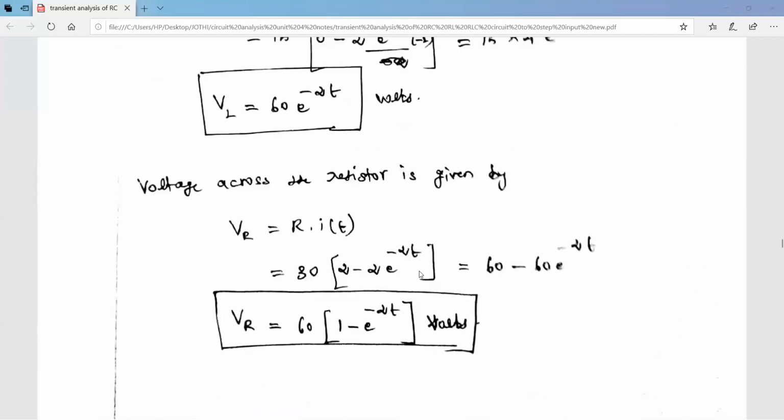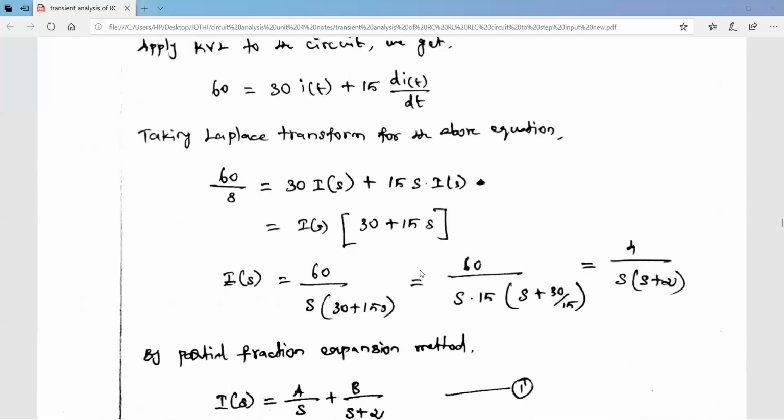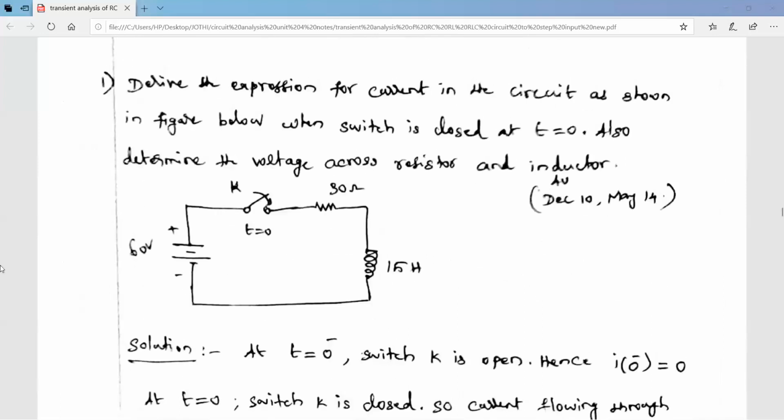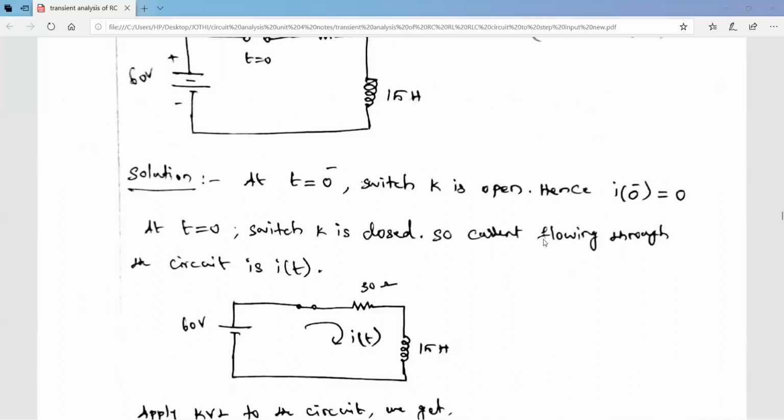So it's an important problem. Similar problems will be asked in the university exam. This is a May 2014 question, and the same question was asked in December 2010 also.